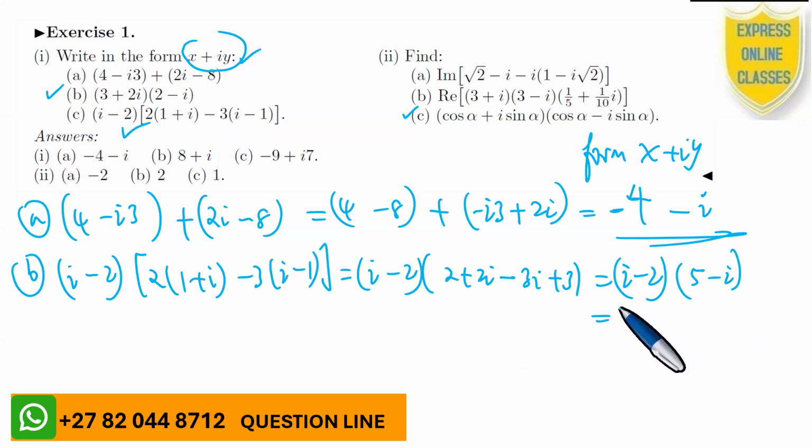i by 5 can be written as i5. And then i by 5 is i5. i by minus i is plus 1, minus 10 plus i2. And then 1 minus 10 is minus 9 plus i7, which is this.